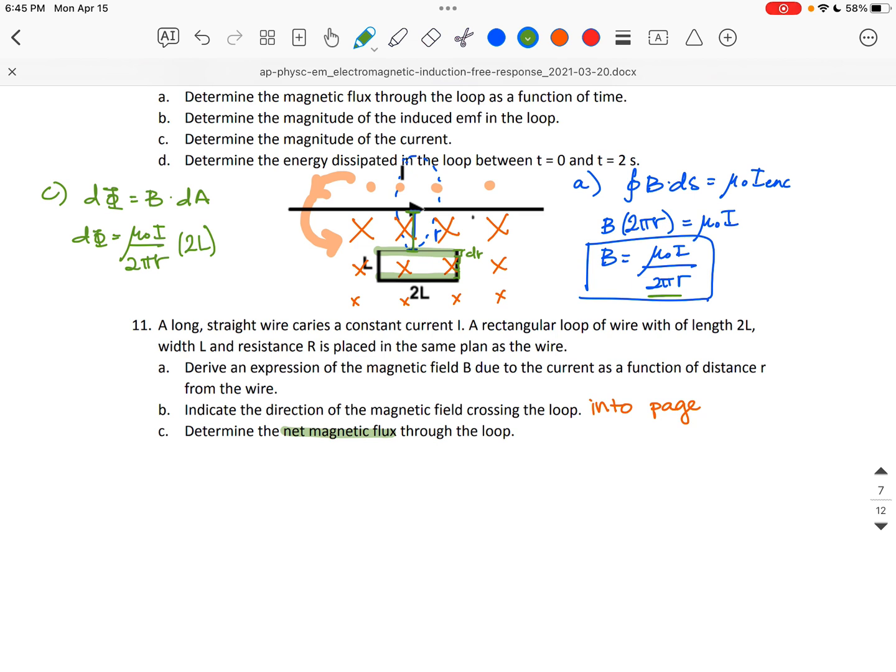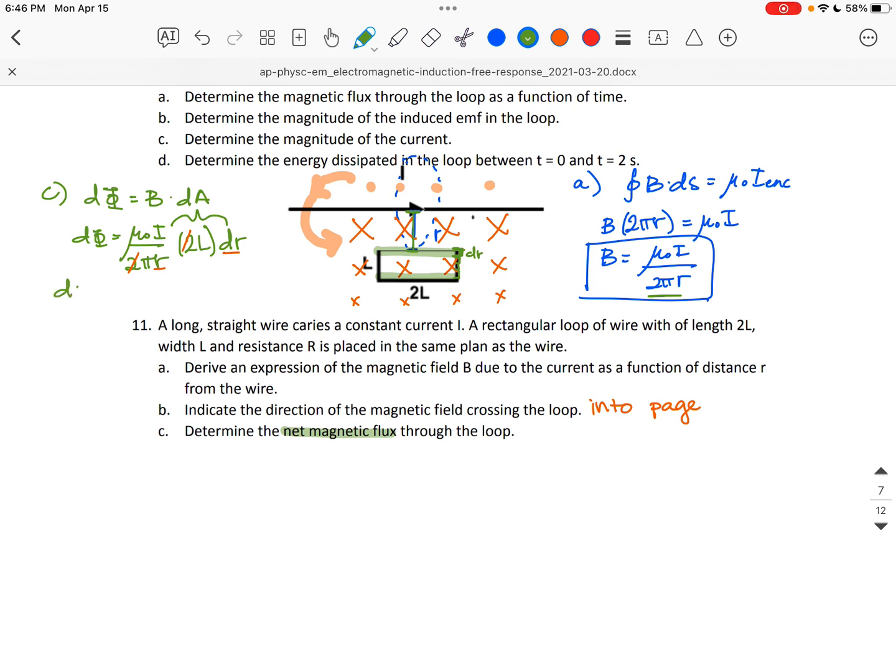But for the height, we're taking pieces of the height, so that's dr. So dA is this second part of our equation. Now we're going to start canceling things out, and because I want to integrate this to find the full flux, I'm going to bring the r out and bring all of the constants to the left.